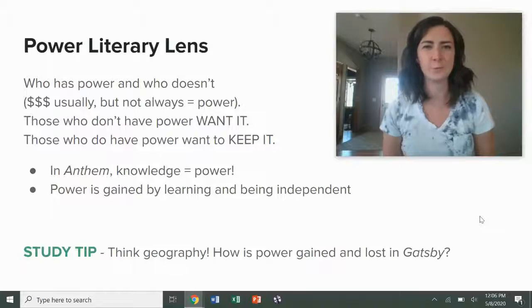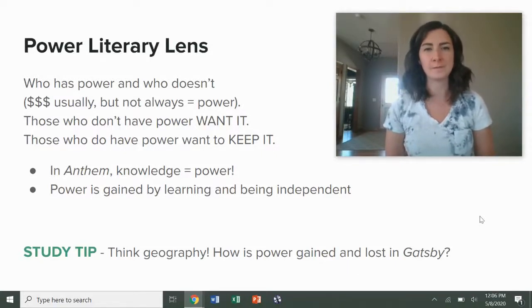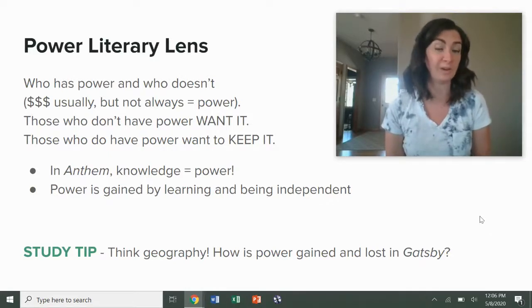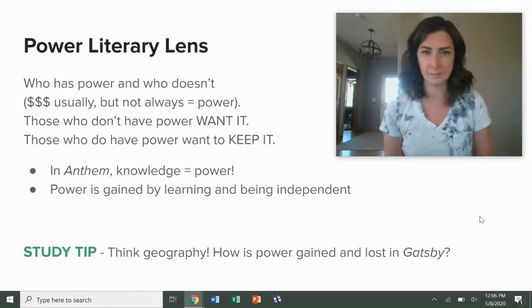Literature. Today we are reviewing the power lens. The power lens is when we are focusing on the power structure in a text and looking at our characters and deciding who has power and who doesn't. Why do they have power? How do they try to get their power? How did they lose power? Any idea related to power.